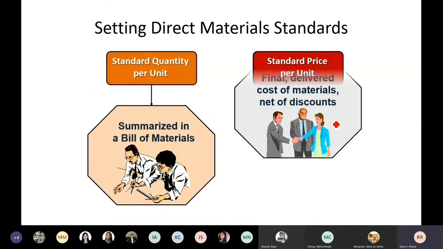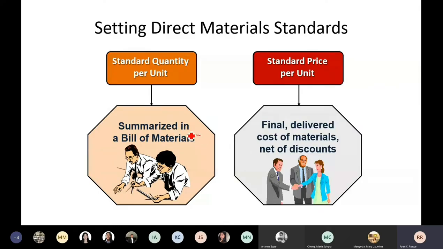Okay. And standard quantity per unit, importante na malaman natin saan natin makukuha sa bill of materials. Yung standard price naman, saan nakukuha yan? Dun sa final delivered cost of materials net of discount. Hindi po kasama yan na nagiging part ng standard price. But anyways, in MAS, usually given naman kung ano yung standard quantity, given naman standard price, hindi naman pinapacompute kung magkano ang standard price out of all the data, kasi iba-iba nga yung pag-set, may mga kasamang allowance for losses, iba hindi, or depende. So, most likely, given po yung dalawa na yan.